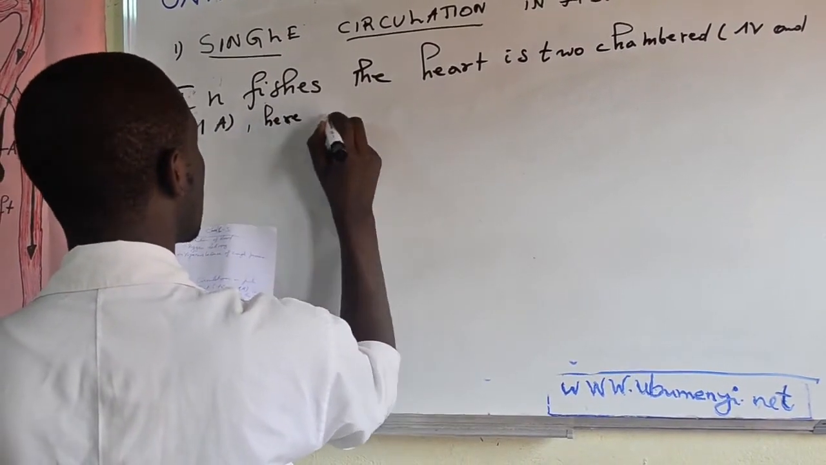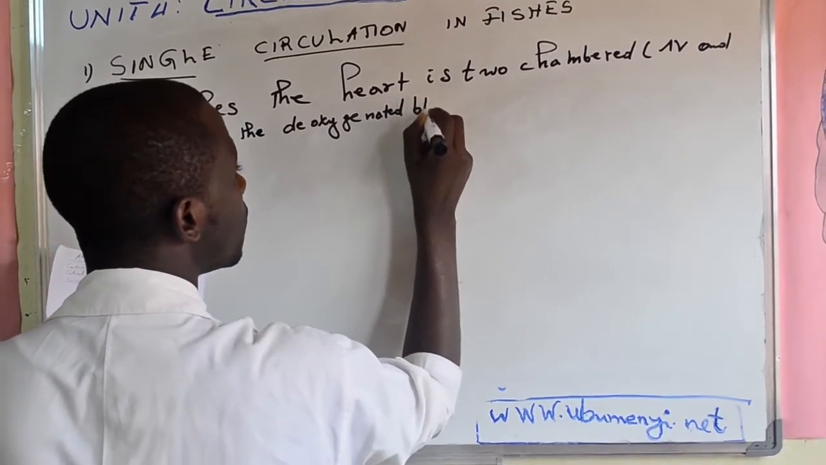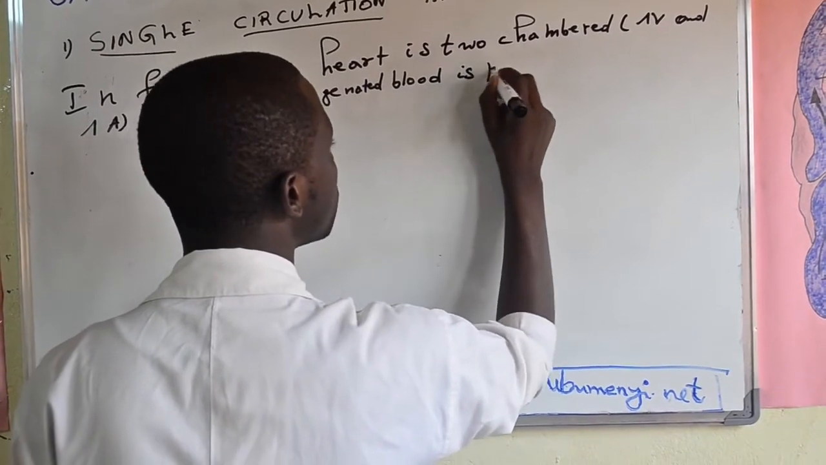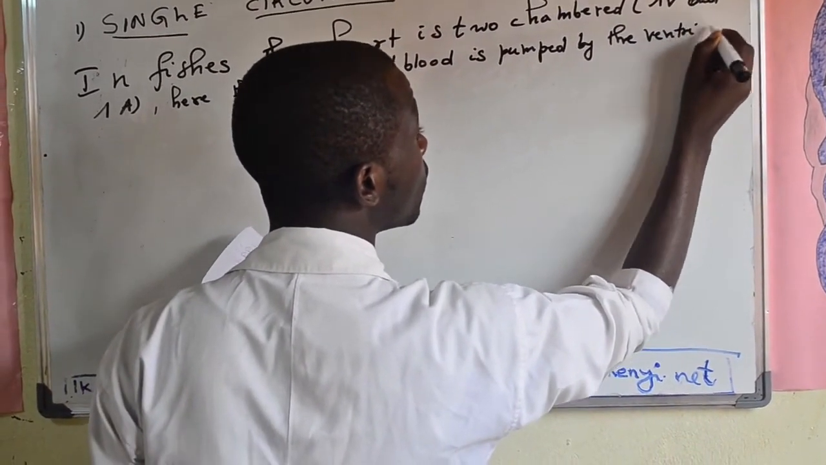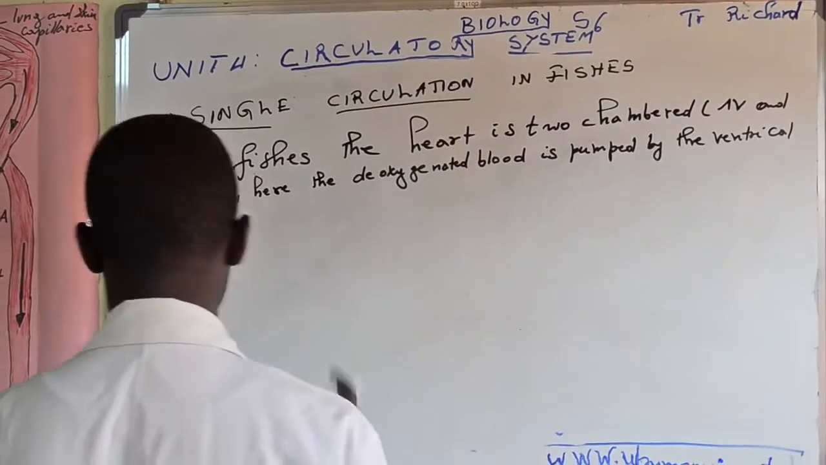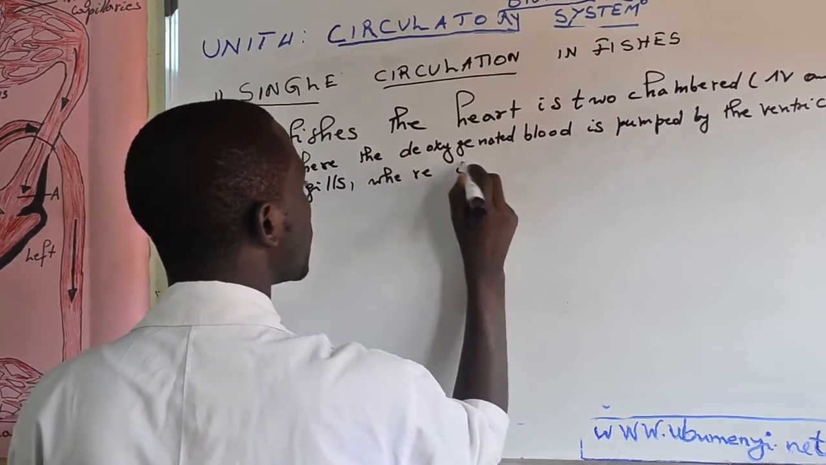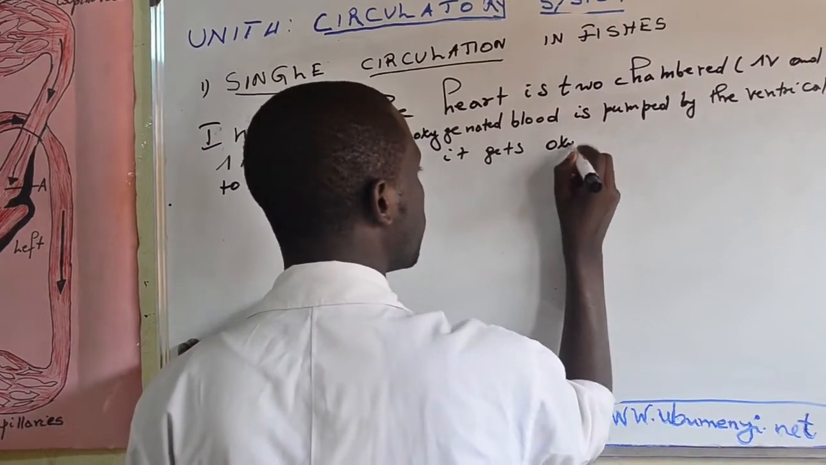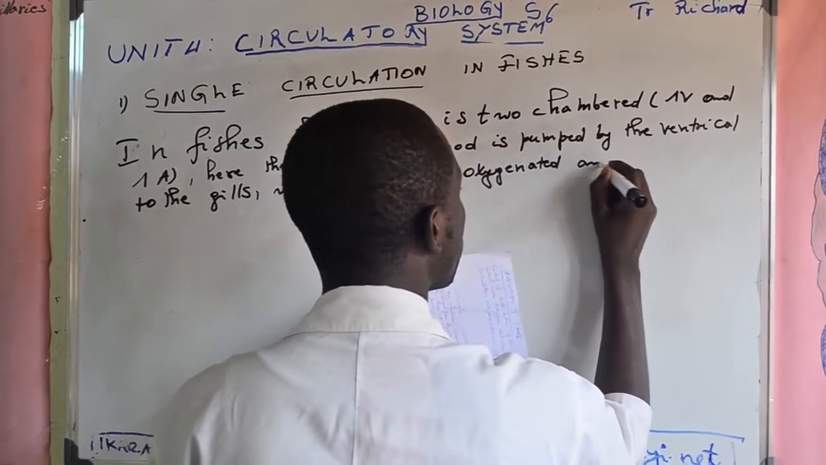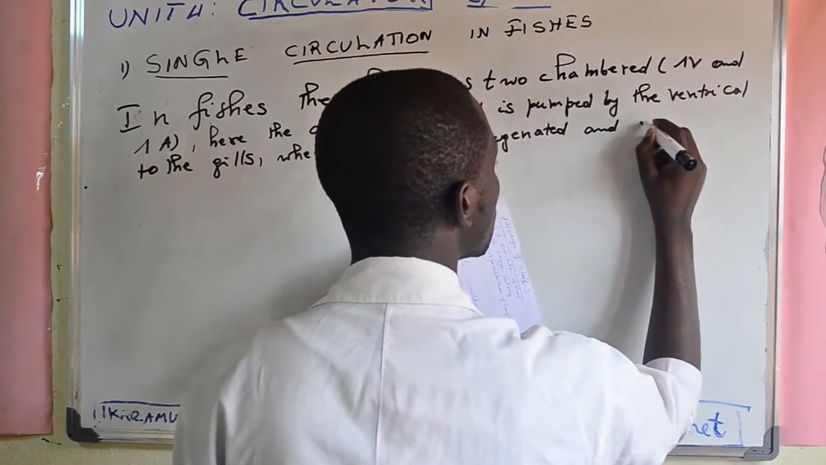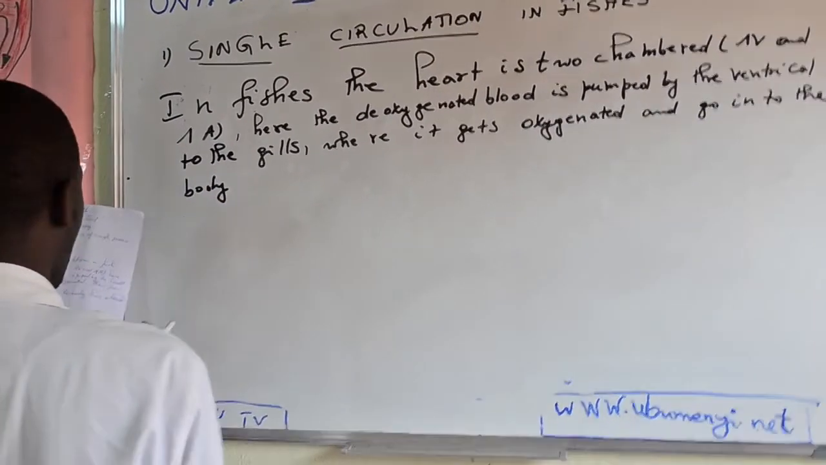Here the deoxygenated blood is pumped by the ventricle to the gills, where it gets oxygenated, and then goes to the body before returning back to the heart.